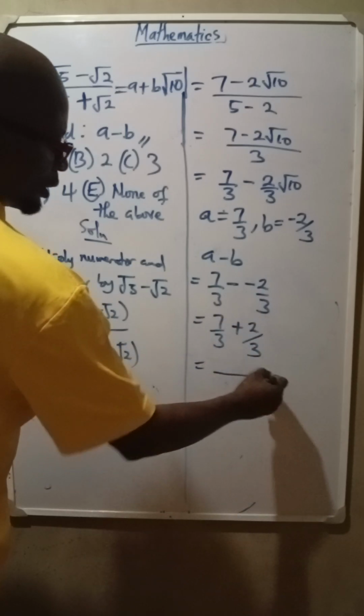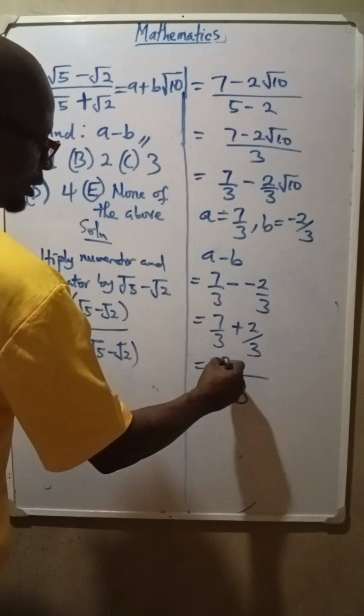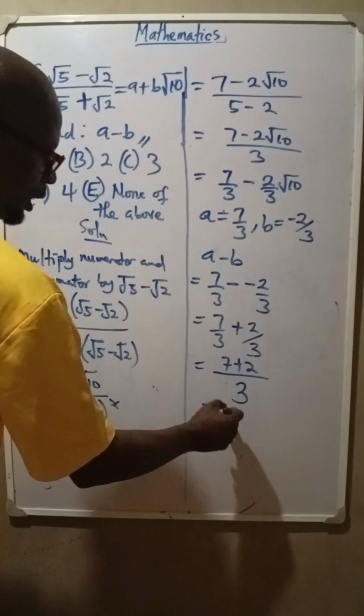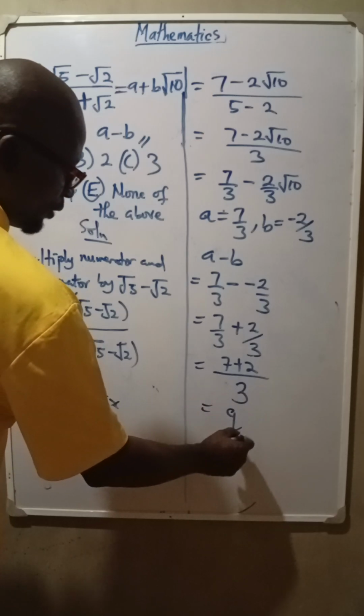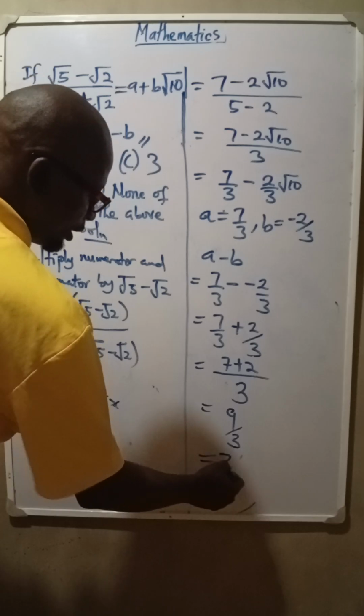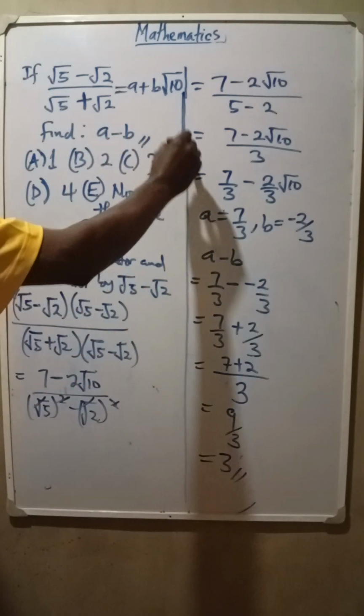Since the denominators are the same, you take the 3, then you add the numerators. So that will give us 7 plus 2, that is 9 over 3. So our final answer will be 9 divided by 3, which is 3. So our answer is 3, which makes option C the right answer.